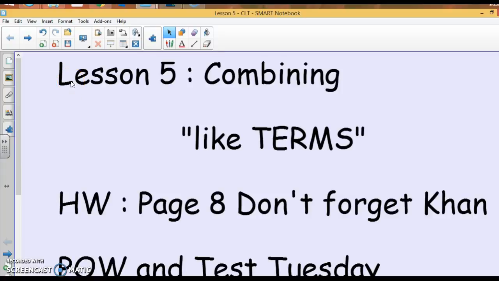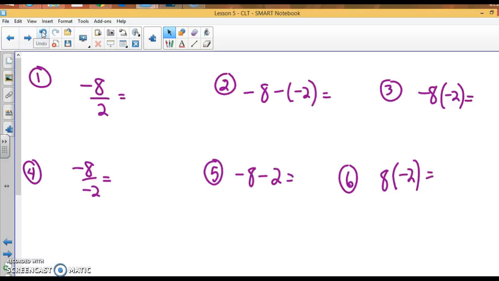Today is Pre-Algebra Unit 2, Lesson 5, Combining Like Terms. The homework that goes along with this is page 8. Alright, you want to pause your video right now and do these problems. Alright, let's take a look at these.